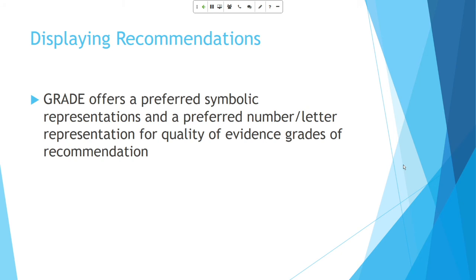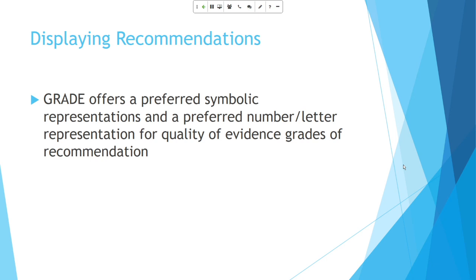You also have the number representation, which includes strong recommendations for using an intervention given the number 1, weak recommendations for using an intervention given a number 2. You also could use weak recommendations against using an intervention as a number 2, or a strong recommendation against using an intervention as a number 1. When you're using this format, once again, it's recommended that you use terminology of we recommend or we recommend against. If it is a weak recommendation, it's preferred to use we conditionally recommend or we conditionally recommend against.